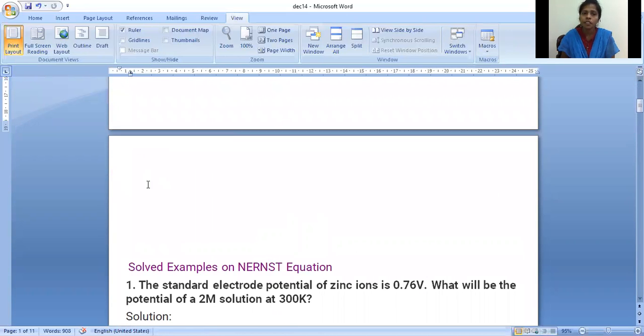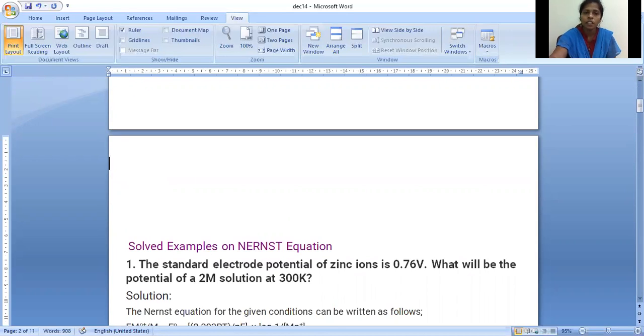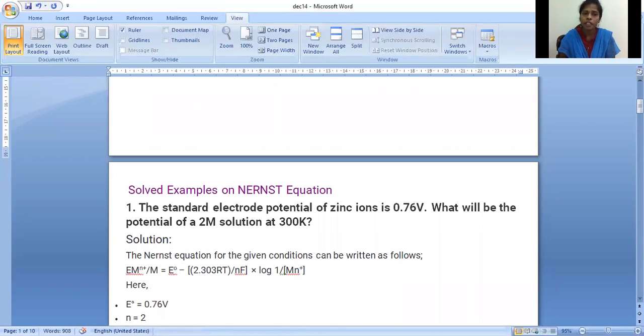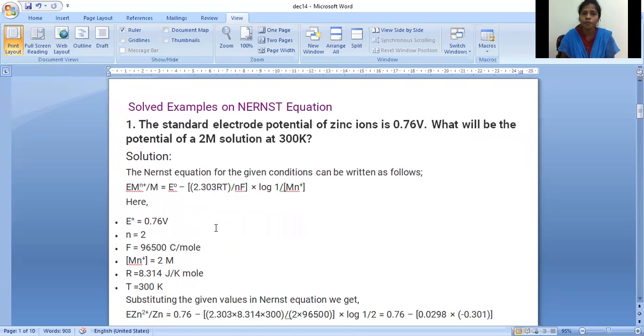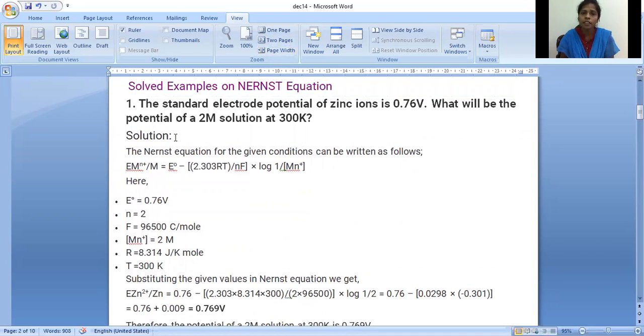But before that, what is the Nernst equation? E is equal to E naught minus 0.059 by N log K, or 2.303 RT by NF log K or Q. So let us see the first numerical. The standard electrode potential of zinc ions is 0.76 volts. So you know what is standard electrode potential? E naught. E naught, the standard electrode potential of zinc, is 0.76 volts. And what will be the potential of the 2 molar solution at 300 K?